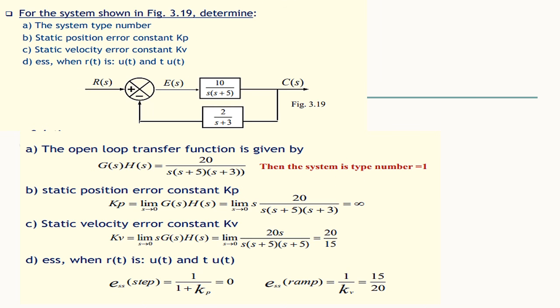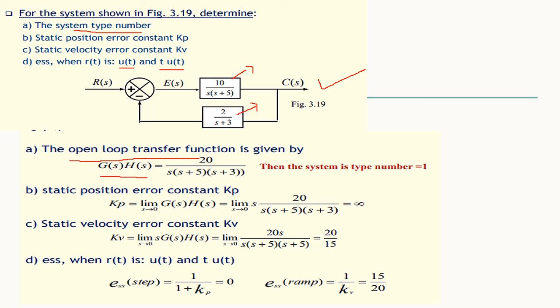For the system shown in the figure, determine the system type number, static position error constant Kp, static velocity error constant Kv, and ESS when R of t is u of t and t u of t, that is a unit step and a ramp. This is the block diagram given, so this is G of S and this one is H of S. To find the system type, we are only interested in the open loop transfer function. By just seeing the open loop transfer function, we can say the system type.